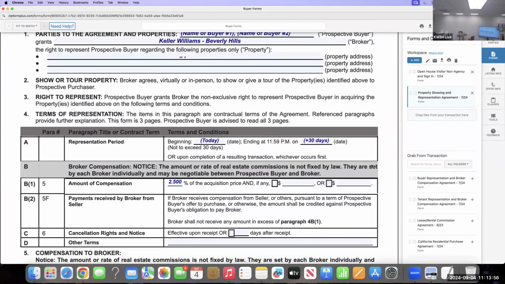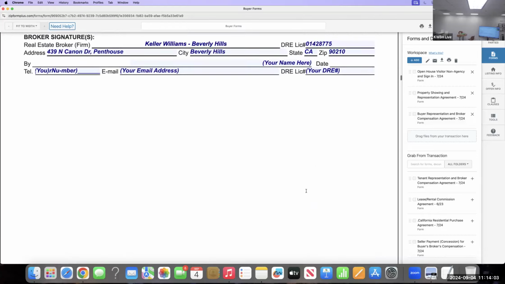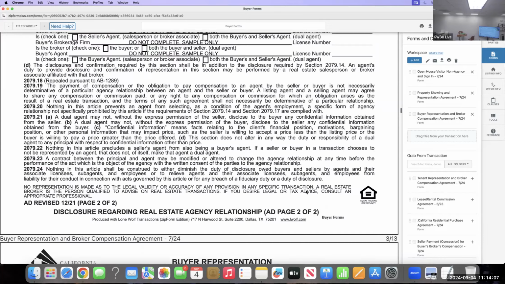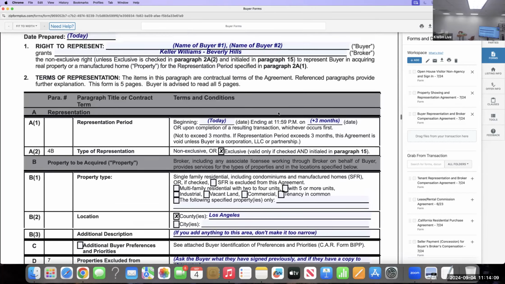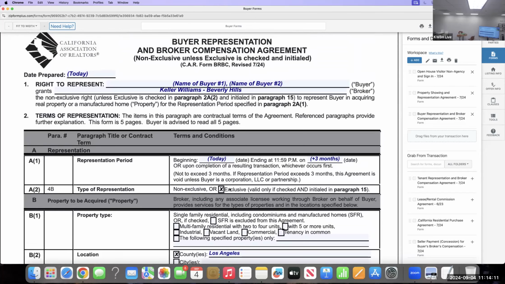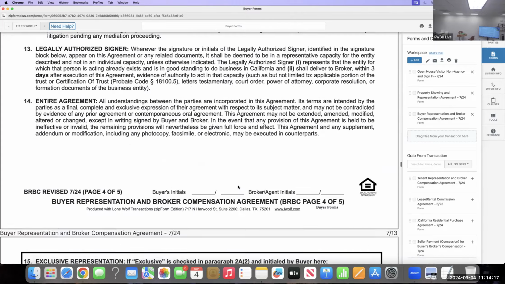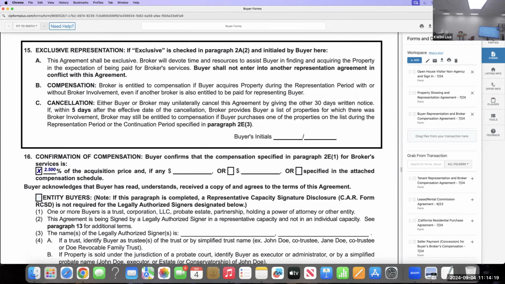So, and then we have the buyer rep. Now, the buyer rep agreement is, I think, 13 pages, when you have your agency agreement. Okay, so this one, you want to make sure that you check this exclusive box. Search. And then if you check that, you also have to have them sign paragraph 15. So this is paragraph 15, exclusive.